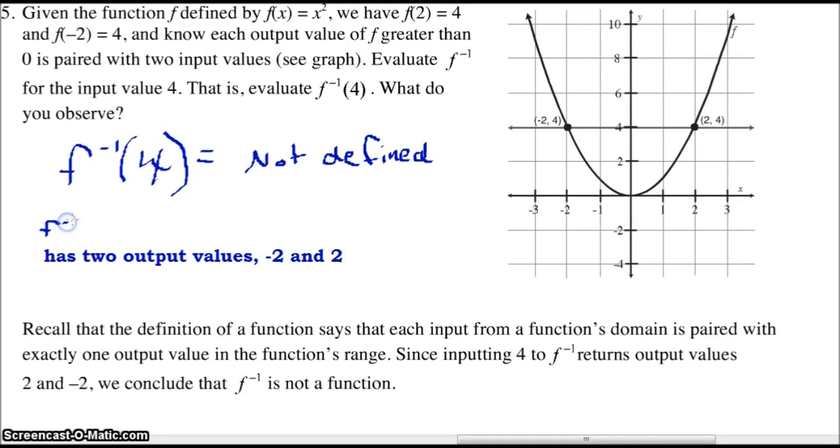The book says that f inverse of 4 has 2 output values, -2 and 2. Remember, the inverse is just a function, but its inputs and outputs are reversed. So f inverse of 4, here 4 is kind of like the input, but we're going backwards, and then there are 2 output values, -2 and 2. Recall that the definition of a function says that each input from a function's domain is paired with exactly 1 output value in the function's range. Since inputting 4 to f inverse returns output values of 2 and -2, we conclude that f inverse is not a function.